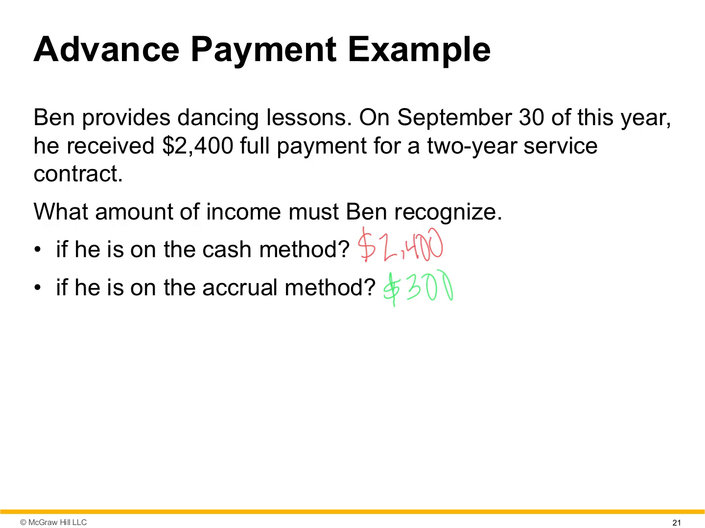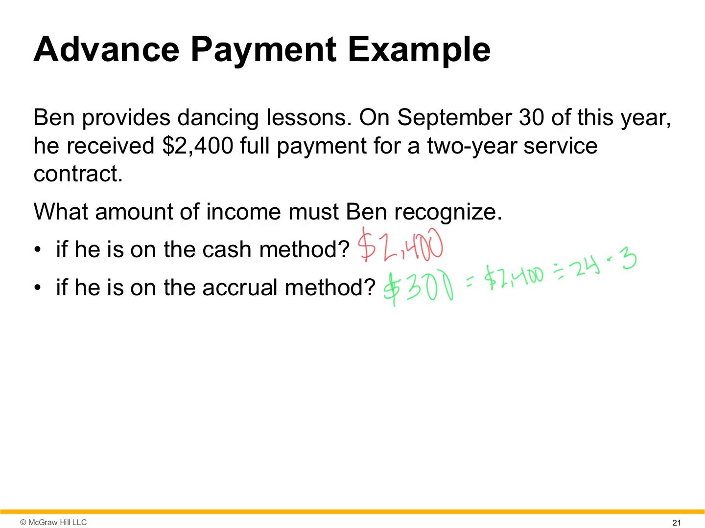And the way that is calculated, if we take the $2,400 and then divide that by 24, because that $2,400 was for a 2-year service contract, and then we multiply that by 3 months. So the payment was received on September 30th.